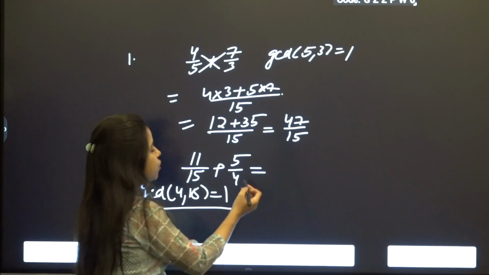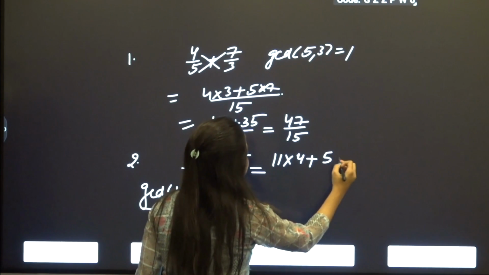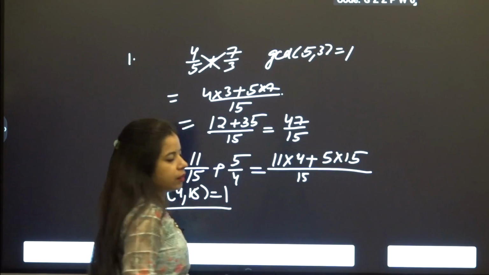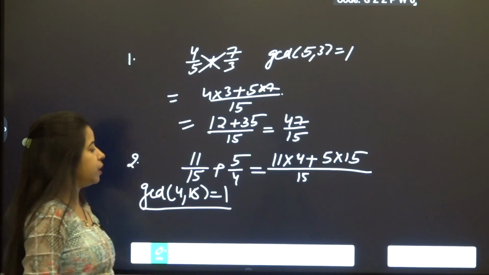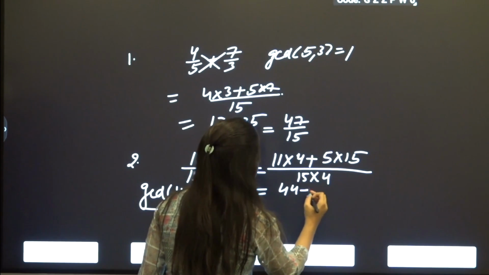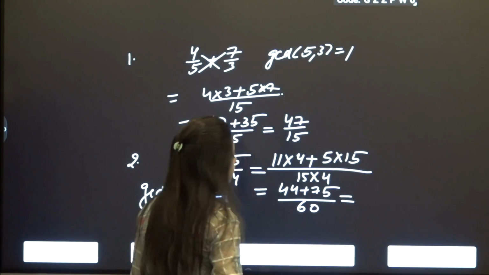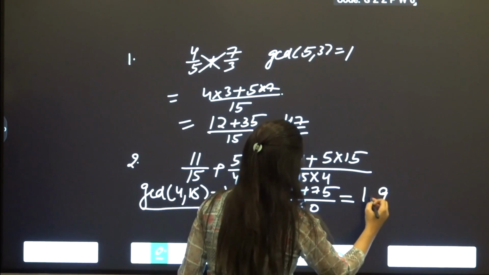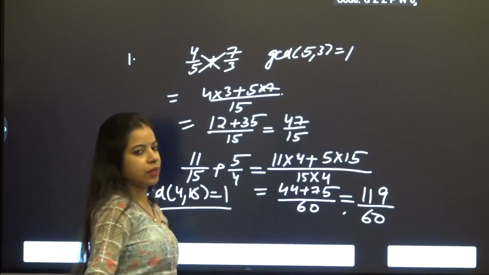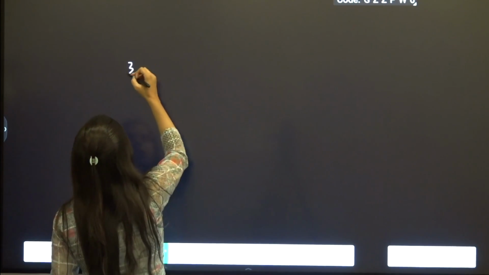So we just need to cross multiply 11 with 4 and 5 with 15, and we have to add, and in the denominator we have to take the product of the denominators. So this will be 44 plus 75 upon 60, and this will become 9 upon 60. This is the answer. Let's take one more example.